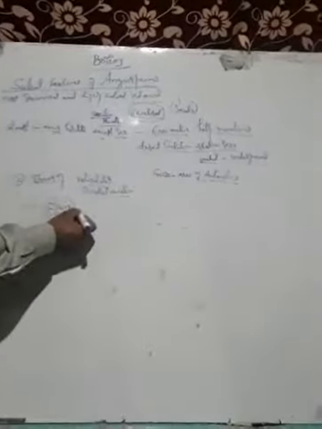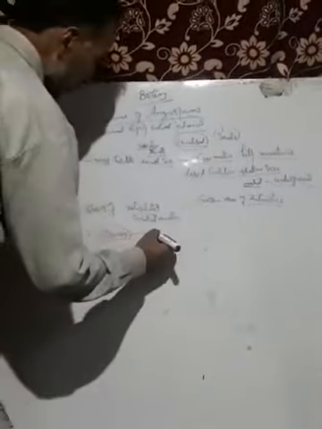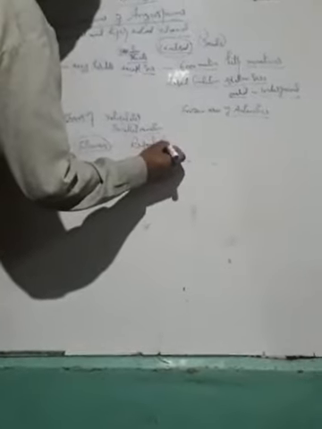Angiosperms produce flowers, so they are also known as flowering plants, because their most important feature is that they produce flowers. The flower is the reproductive part of the plant.